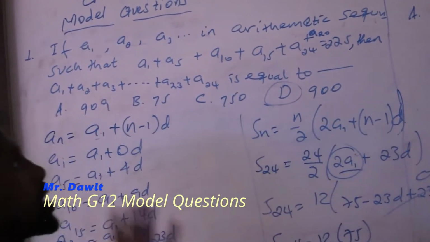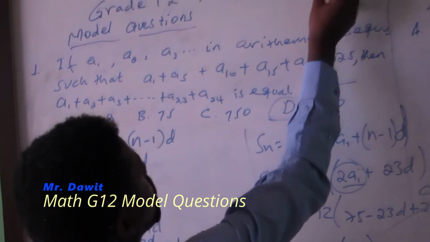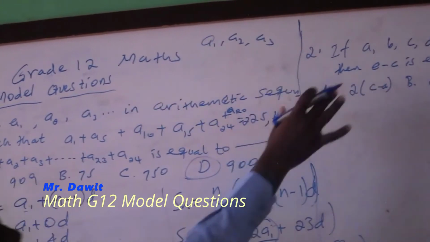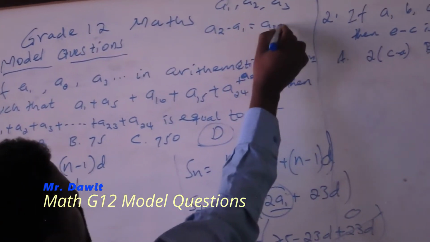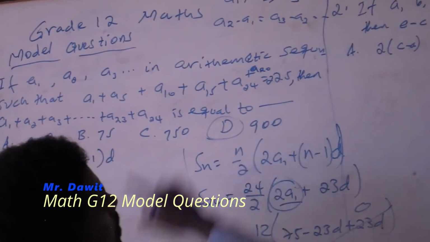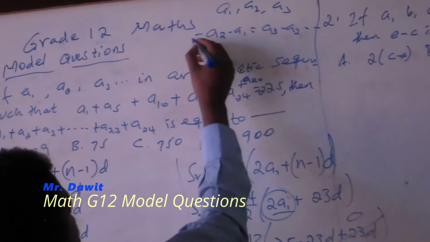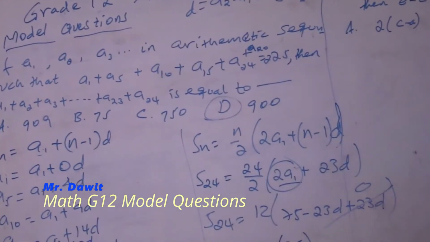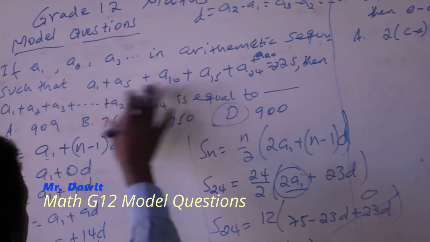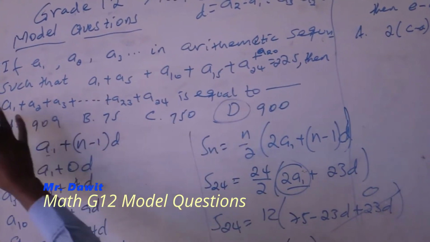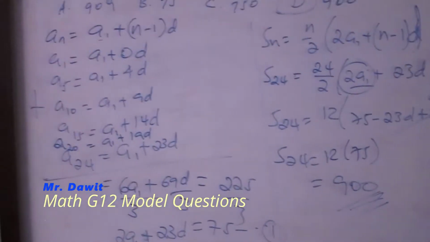You know that when you say it's an arithmetic sequence, and A1, A2, A3 are in arithmetic sequence, you see that A2 minus A1 must be equivalent to A3 minus A2, which goes like this, yes? So this is equivalent to what? The common difference. So the sum of all the arithmetic sequence terms from 1 to 24 becomes what? 900. This is how we can solve this equation.